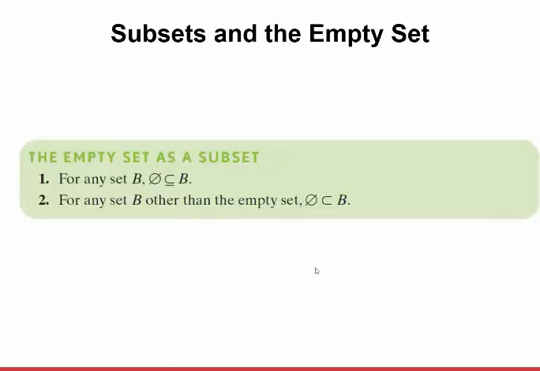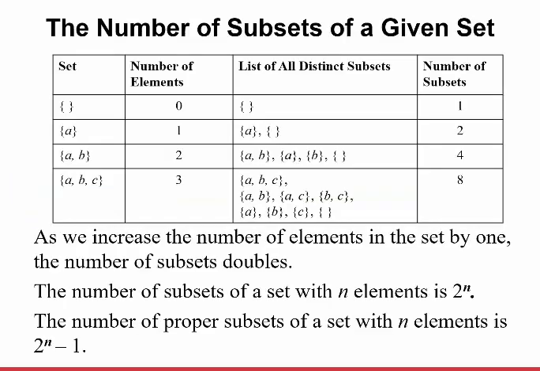All right, let's talk about empty sets and subsets. The empty set is a subset. So for any set B, the null set or empty set is a subset of B. And actually for any set B, as long as B is not the empty set itself, well, then the empty set is a proper subset of B, always the case. All right, so when it says list all the subsets of a certain set, you have to include the null set or the empty set.